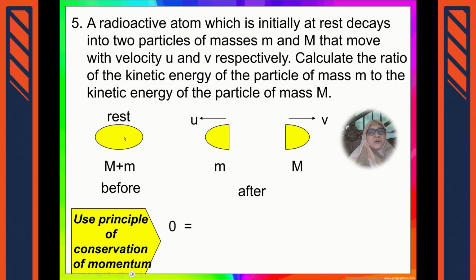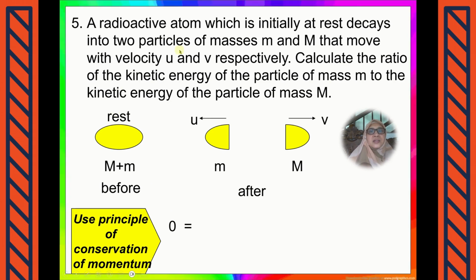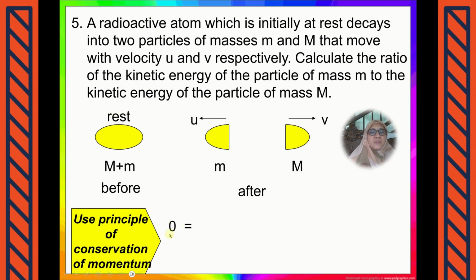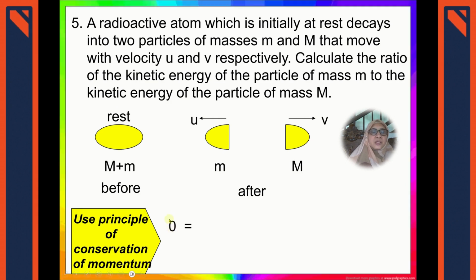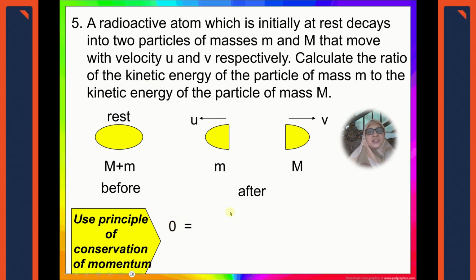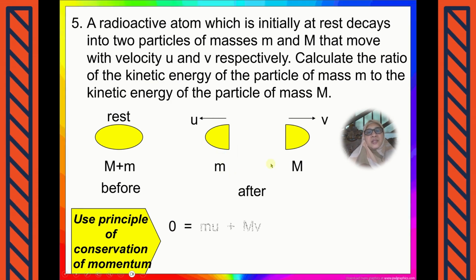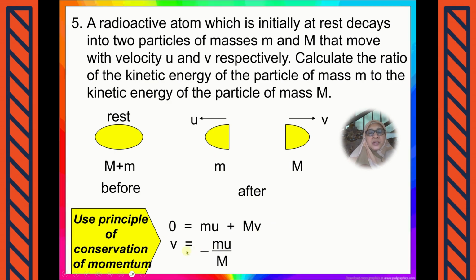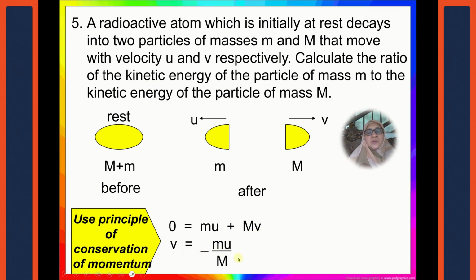So before collision, the atom is at rest. So that means the total momentum before collision is 0. So after collision will be m times u plus M times v. Okay, so v will be equals to negative mu over M.